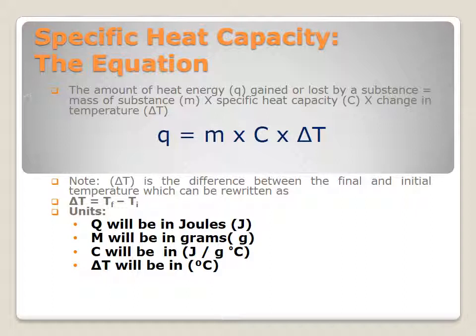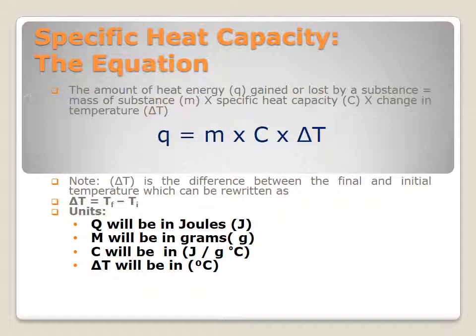Alright, so let's take a look at the equation that you guys have seen before in lecture. Q equals m times C times delta T. Now what do those variables represent? Q represents the amount of heat energy gained or lost by a substance, and typically will be in the units of joules. M represents the mass of a substance, and it will be in grams.